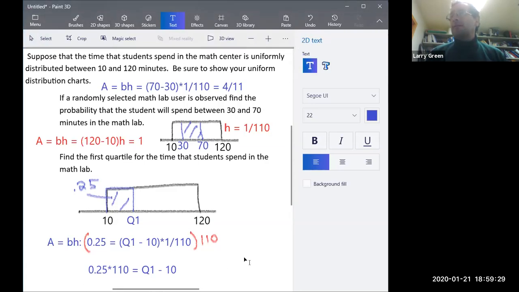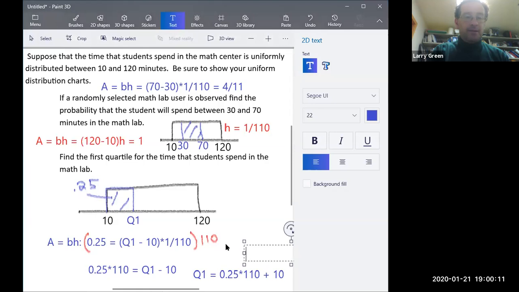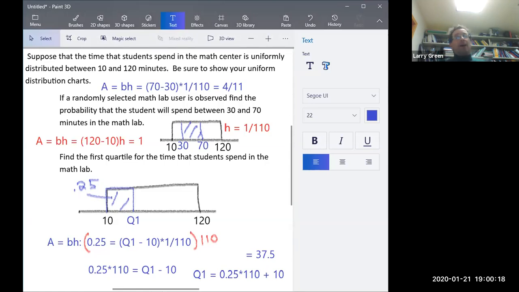Let's write this out. Q1 is equal to 0.25 times 110 plus 10. And you can pop that in your calculator. That is what? 0.25 times 110 plus 10. And I get 37.5. So let's write that out. Maybe up here. And there's our answer. So the first quartile is 37.5, and that looks about right.